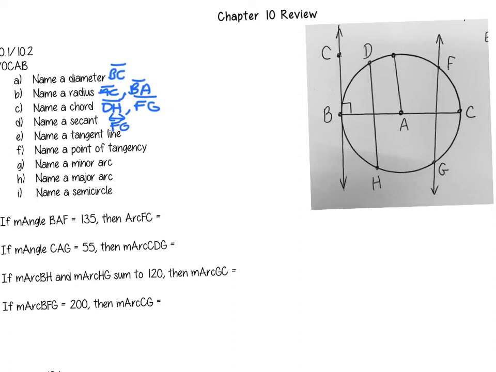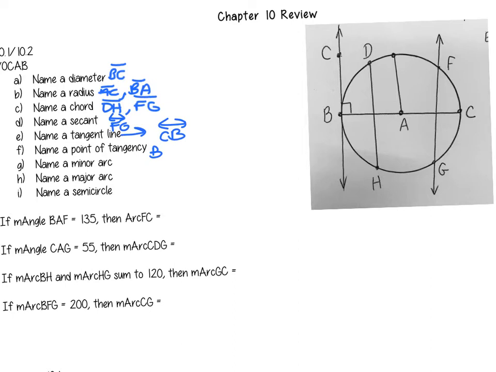So a tangent is going to hit at one point, which would be what? Which one? BC or CB? And it's a line. Name the point of tangency. So we just went over this in the warm-up. The point where the tangent line hits the circle, which would be what? B.